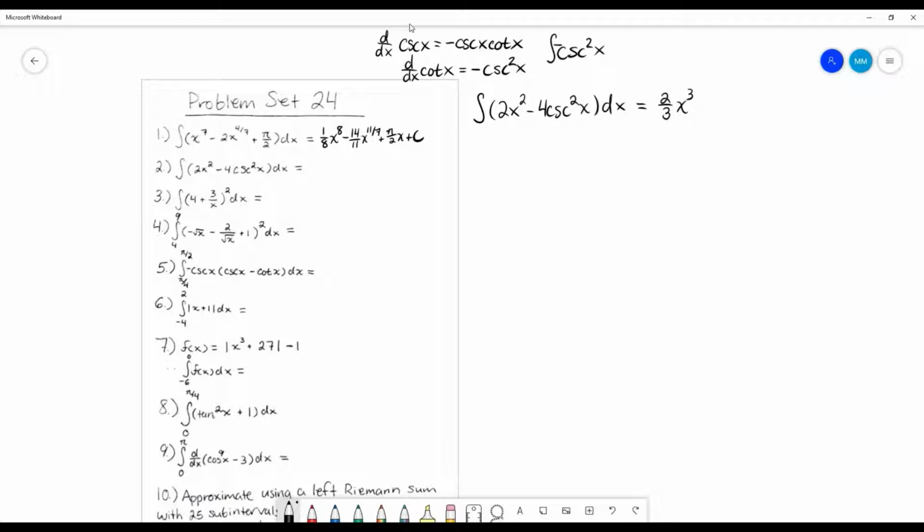We do actually have this negative in front, so I can factor that in there. And then there's just this 4 in front, so it's going to be a 4 cotangent x. And then again, because this is an indefinite integral, don't forget that plus c. And boom.